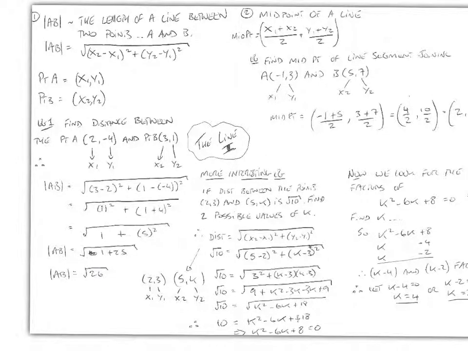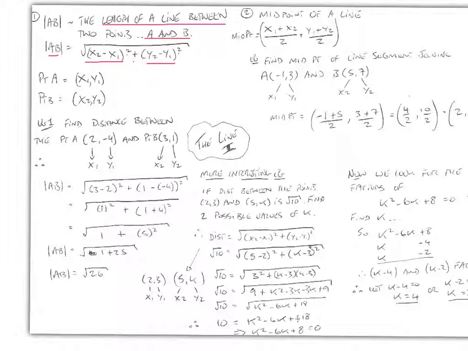So let's look at coordinate geometry of the line, and we'll start by looking at how to find the length of a line between 2 points A and B. Well, the formula to find the length of a line between 2 points A and B is given by the square root of (x2 minus x1) all squared plus (y2 minus y1) all squared.